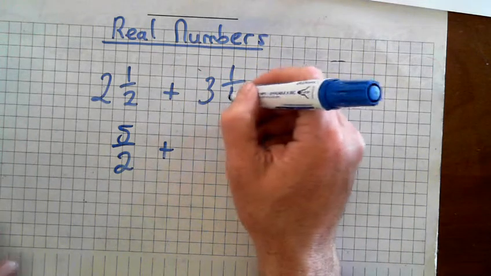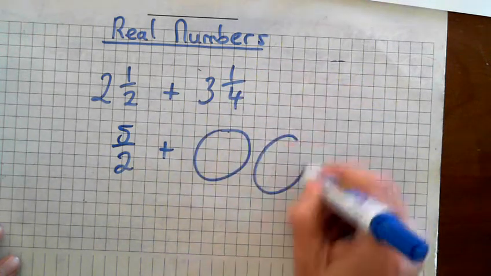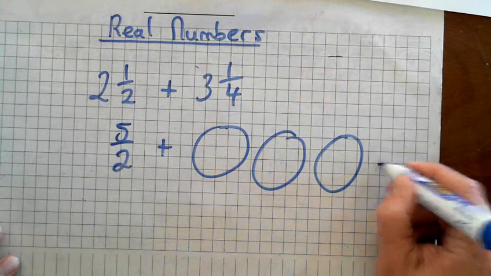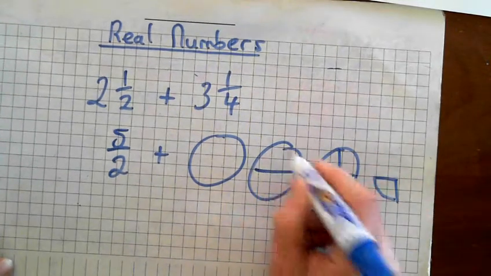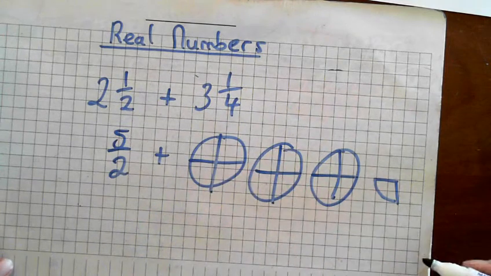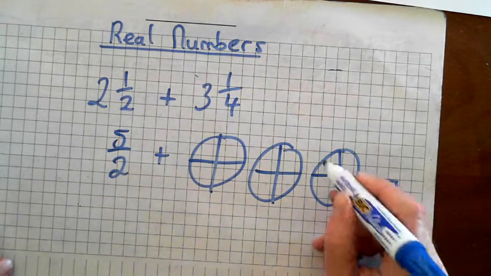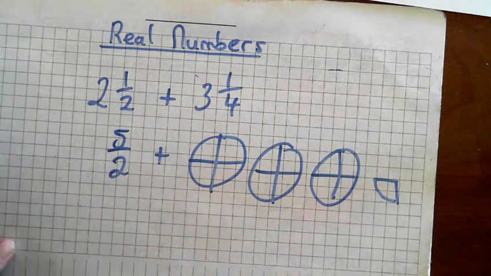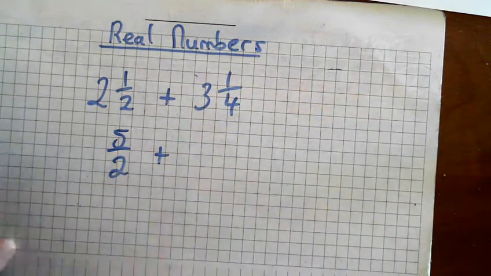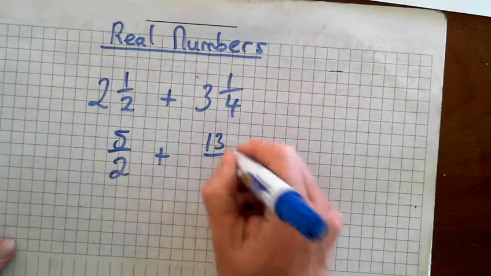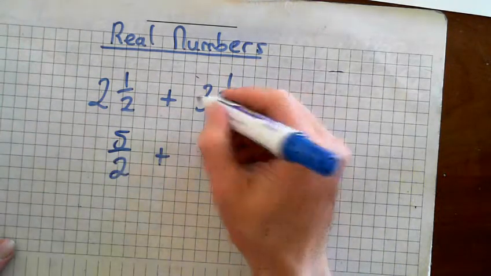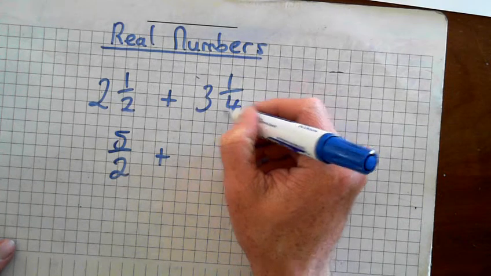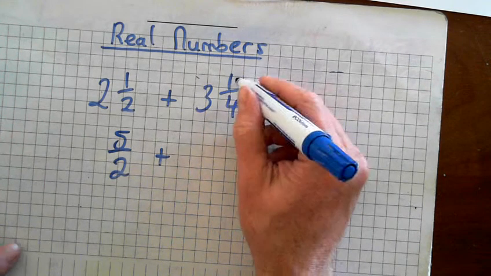Right, quarters. 3 and 1/4. How many quarters do I have here altogether? 1, 2, 3, 13 quarters. So how do you write 13 quarters? 13 over 4. Another way of finding it: 3 times the denominator. 3 times 4 is 12 plus 1.